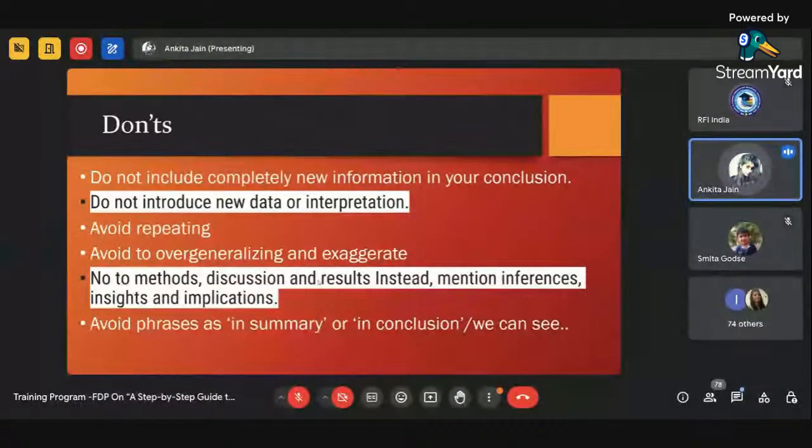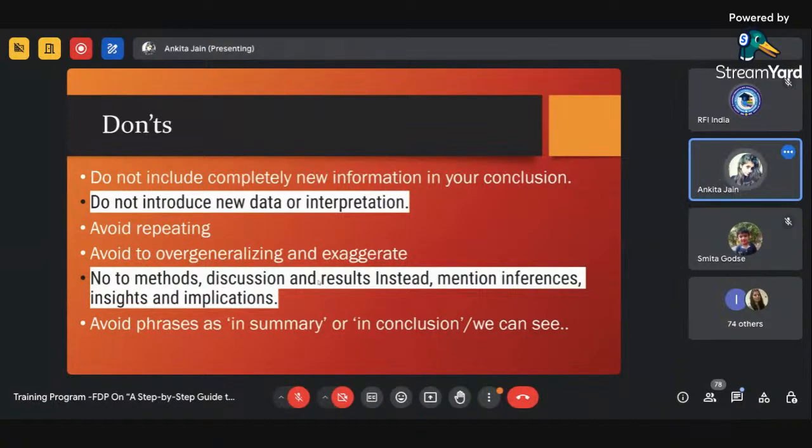No to methods, no to discussion and results. Instead, mention just insights and implications, as there is already one chapter which is talking about findings and discussion. So just write the basic highlights, the insights, and write the implications as well.